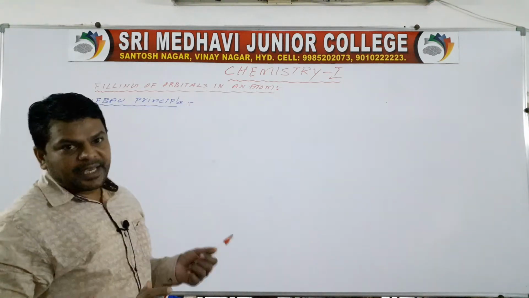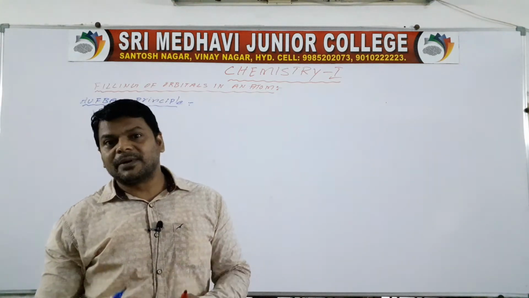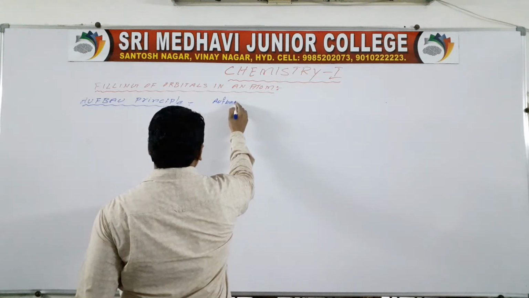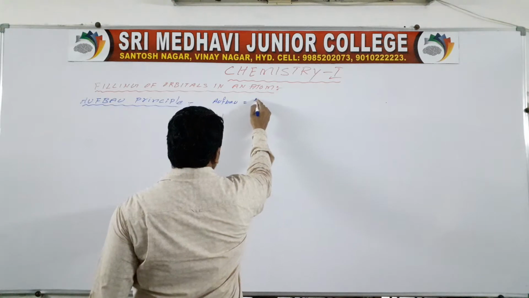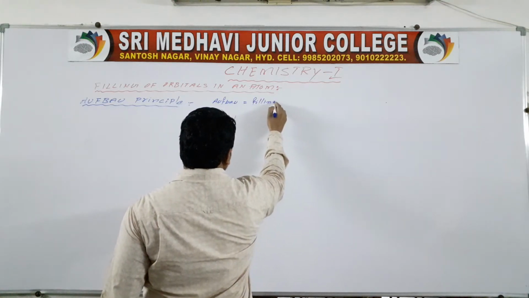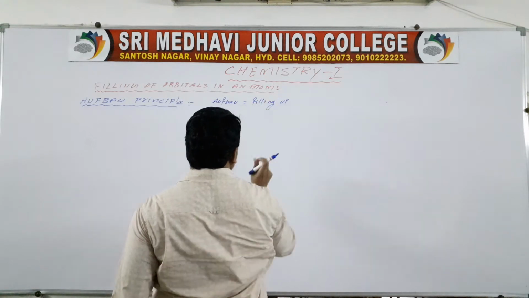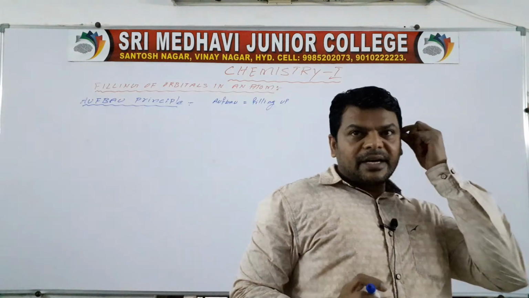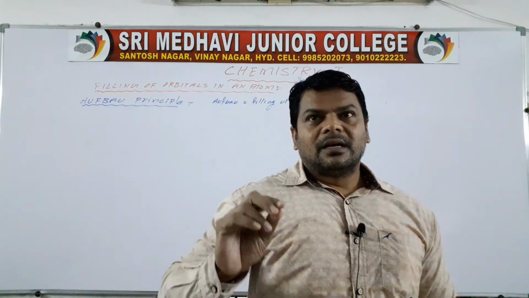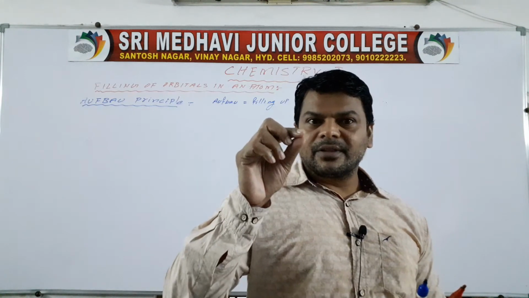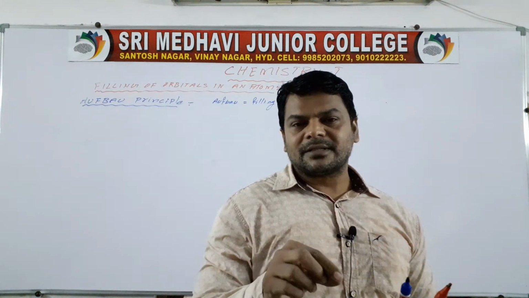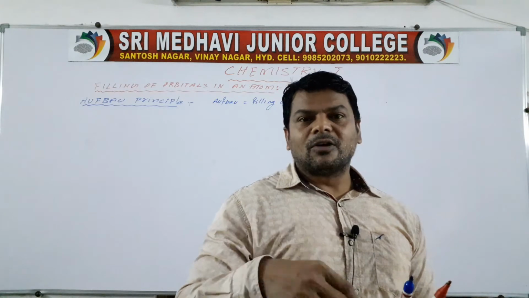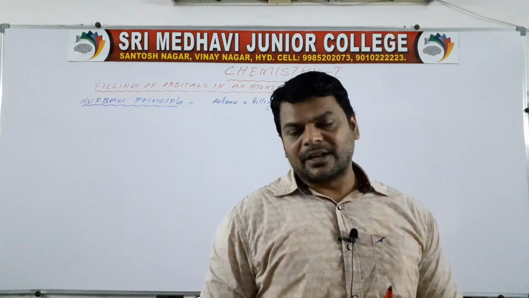The meaning of Aufbau is building up. Building up is nothing but filling up. Aufbau equals filling up. Filling up is nothing but building up. So, according to Aufbau, electrons enter into the orbitals, degenerate orbitals, in the ground state in increasing order.